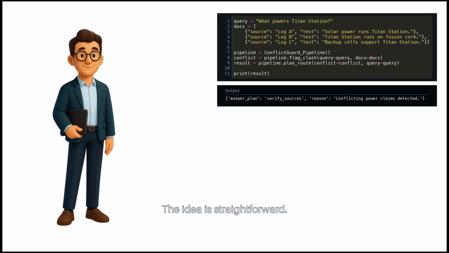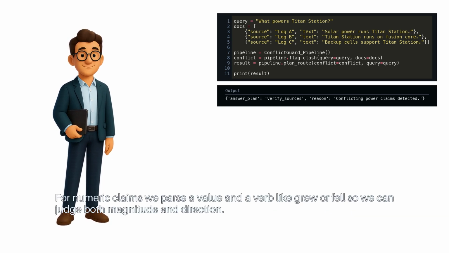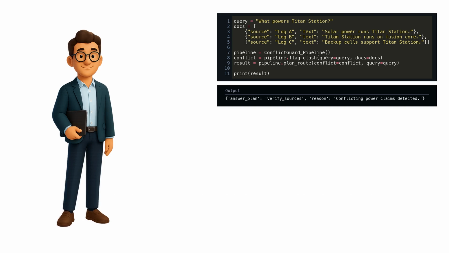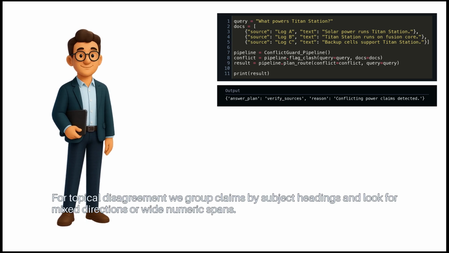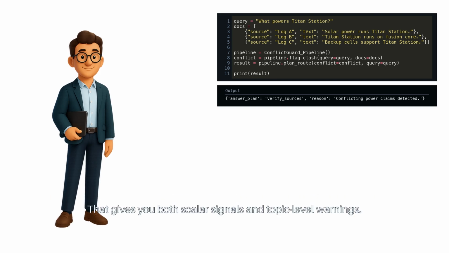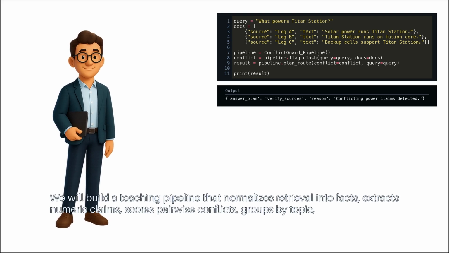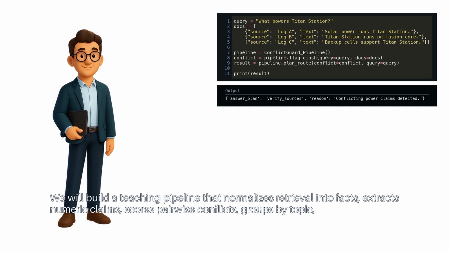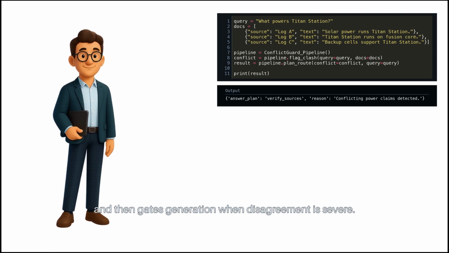The idea is straightforward. If two documents say opposite things about the same subject, flag it. For numeric claims, we parse a value and a verb, like grew or fell, so we can judge both magnitude and direction. For topical disagreement, we group claims by subject headings and look for mixed directions or wide numeric spans. That gives you both scalar signals and topic-level warnings. We will build a teaching pipeline that normalizes retrieval into facts, extracts numeric claims, scores pairwise conflicts, groups by topic, and then gates generation when disagreement is severe.